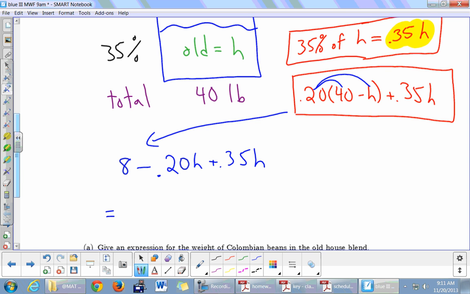Which of these terms are like terms that we can simplify? Yeah, the two H terms, right? So I'm going to copy the 8 there. And I said that it gets a little bit tricky because we've got to be good with decimals to solve these problems. Negative 0.20H, positive 0.35H. Yeah, it's positive 0.15H.